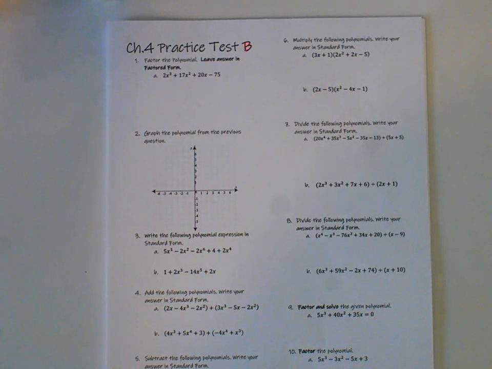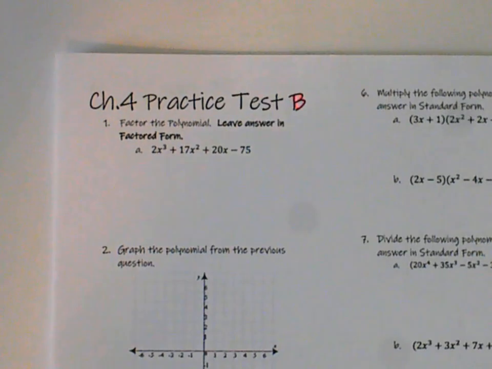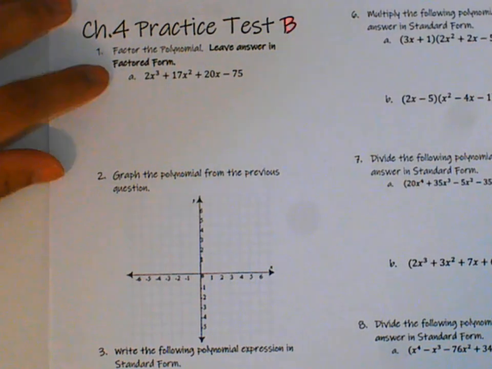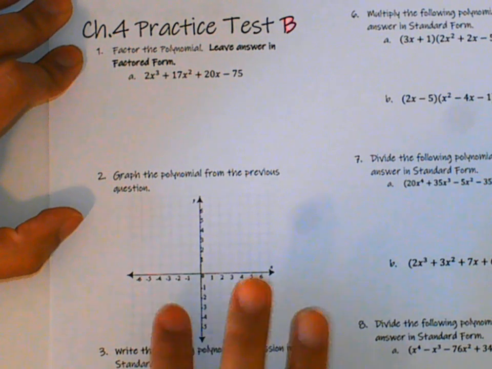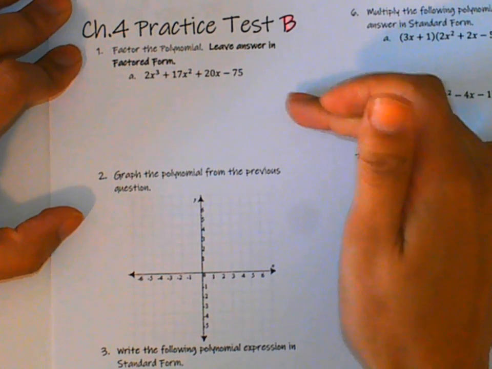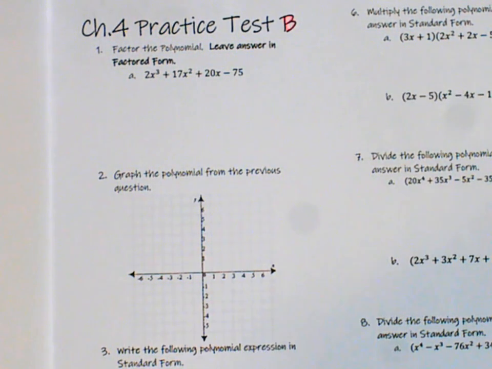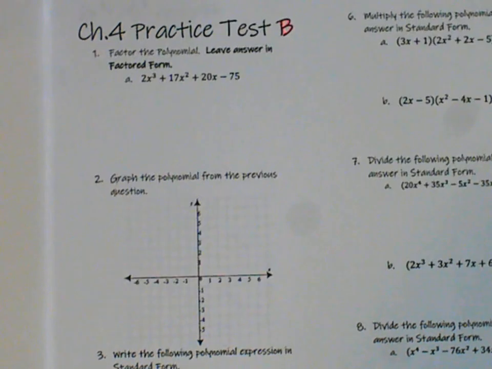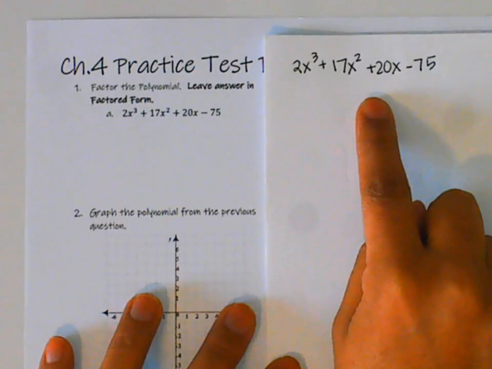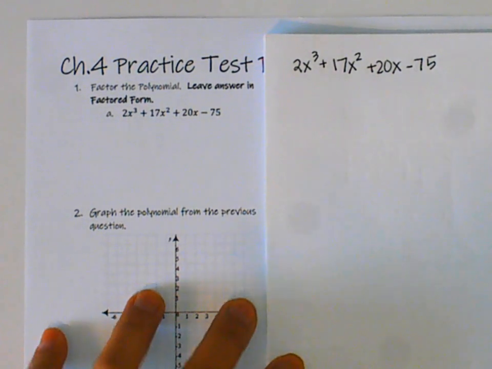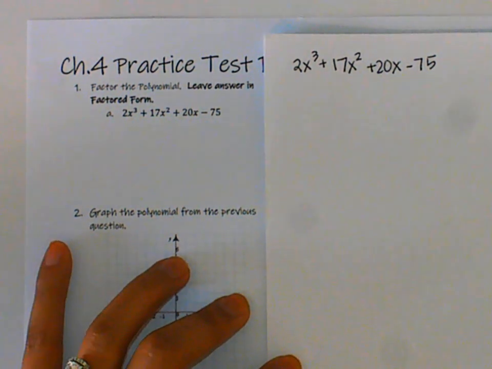Okay, so to start off with, numbers 1 and 2 go together. So for part 1, you are going to just leave it in factored form. You're going to factor the polynomial, leave it in factored form. And then in part 2, you're just graphing it from that factored form that you got here. So since this isn't a lot of room and I don't know exactly how much space it's going to take me, I rewrote my problem and I'm going to do it on a separate piece of paper here, just so I can freely use more room.